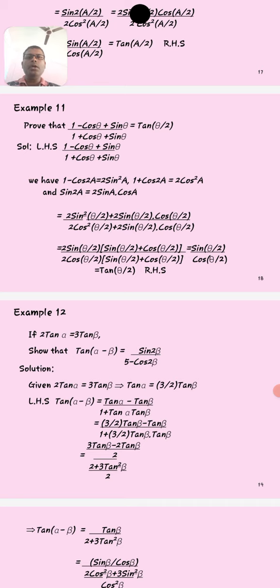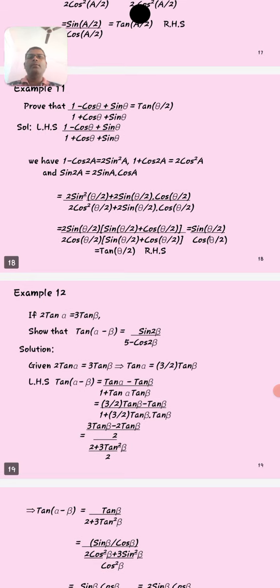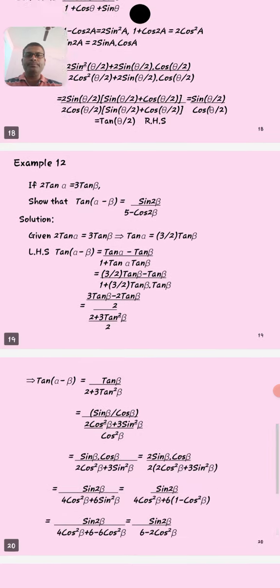So here you have to remember a simple way: 1 minus cos theta and 1 plus cos theta are there. 1 minus cos theta by the submultiple angle formula is 2 sin square theta by 2. Sin theta by the submultiple angle formula is 2 sin theta by 2 cos theta by 2. 1 plus cos theta by the submultiple angle formula is 2 cos square theta by 2. So using only these 3 submultiple angle formulas, we simplify and get the proof, tan theta by 2.